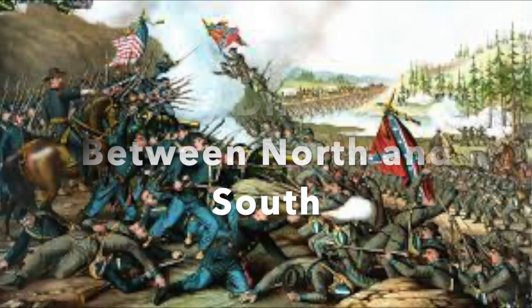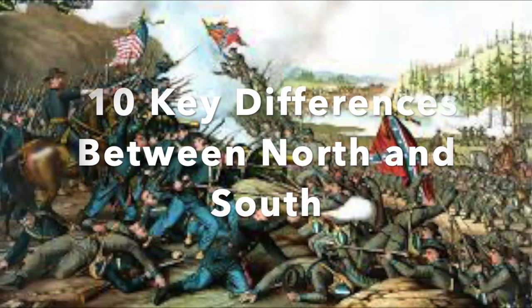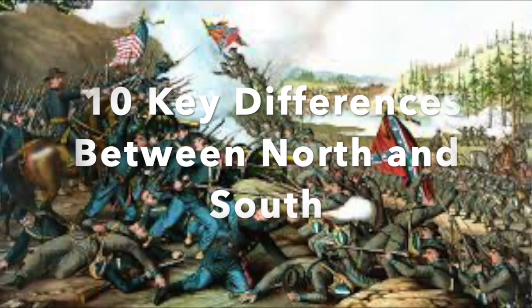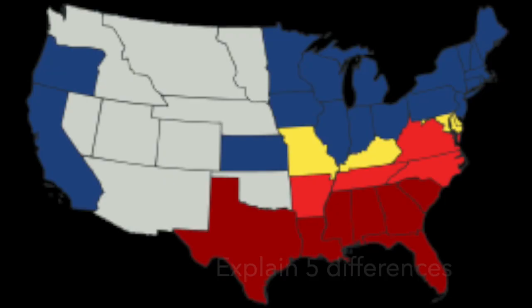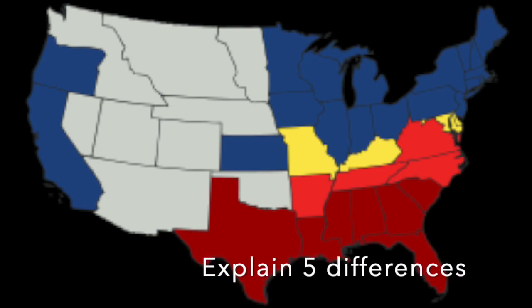This video will outline 10 of the key differences between the North and the South before the US Civil War broke out in 1861. By the end of the video, I want you to be able to explain on paper at least 5 of these differences.